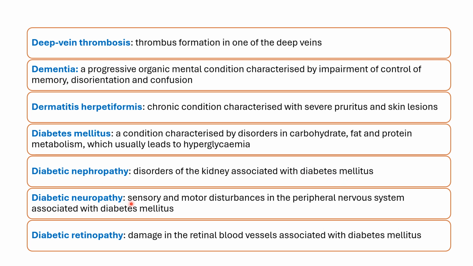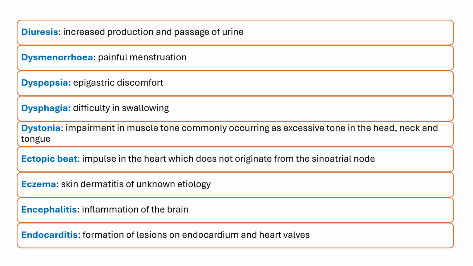Diabetic neuropathy, sensory and motor disturbances in the peripheral nervous system associated with diabetes mellitus. Diabetic retinopathy, it's the damage in the retinal blood vessels associated with diabetes mellitus. Diuresis means increased production and passage of urine. Dysmenorrhea means painful menstruation. Dyspepsia means epigastric discomfort. Dysphagia means difficulty in swallowing.